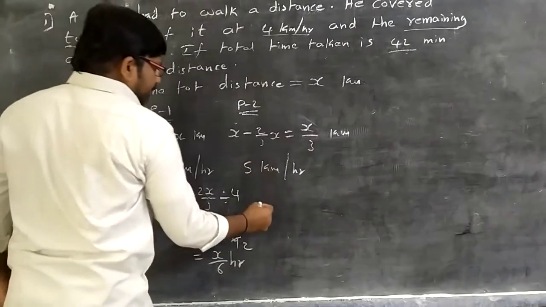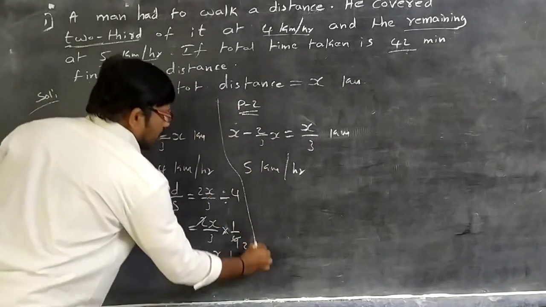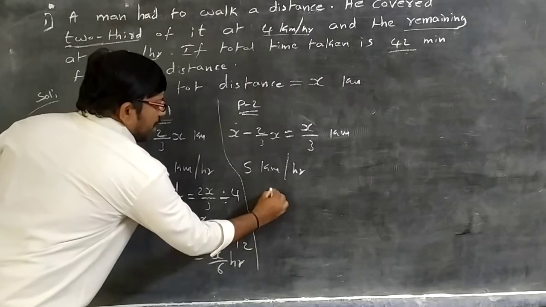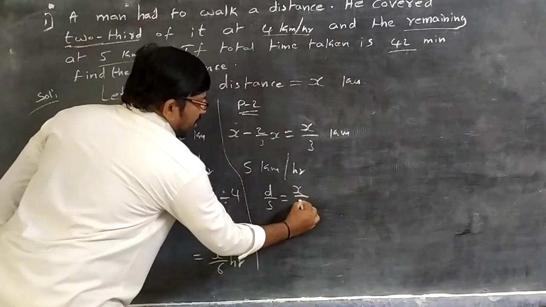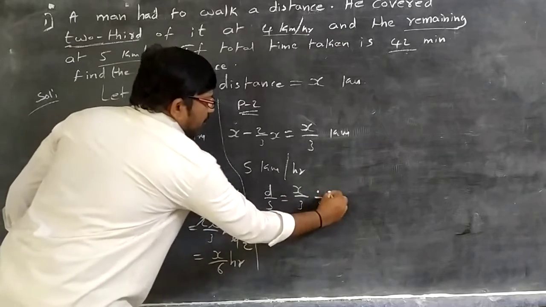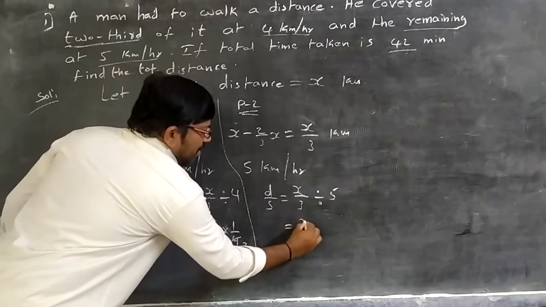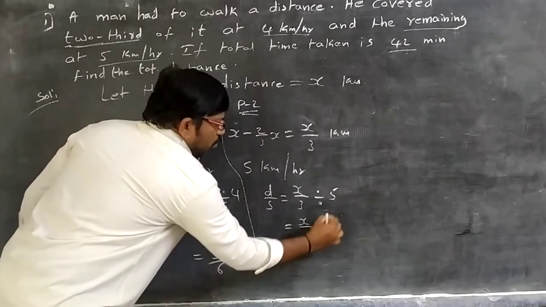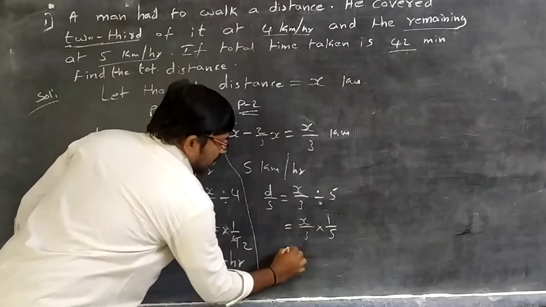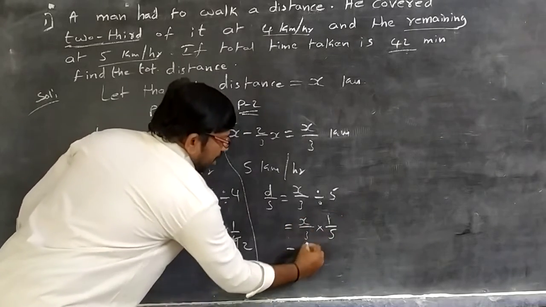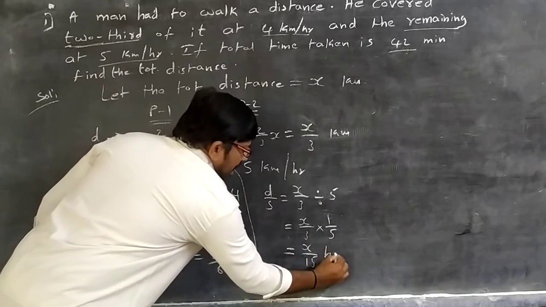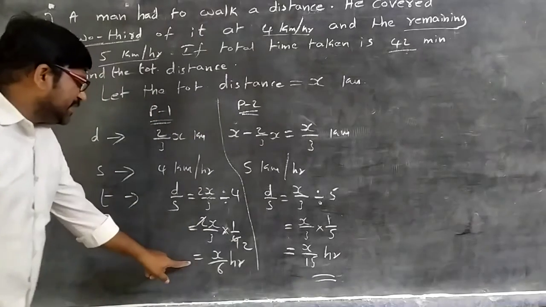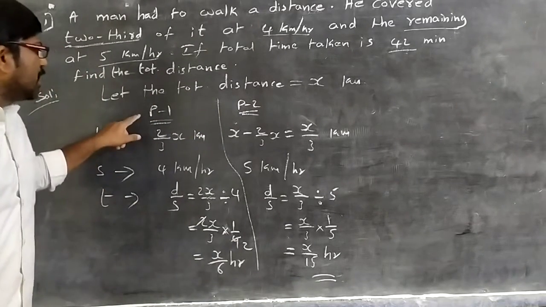Next, part 2. Time is equal to distance by speed. That is equal to distance x by 3 divided by speed 5. It can be written as x by 3 into 1 by 5. That is equal to x into 1, x by 3 fives are 15 hours. So this is the time taken in part 2.